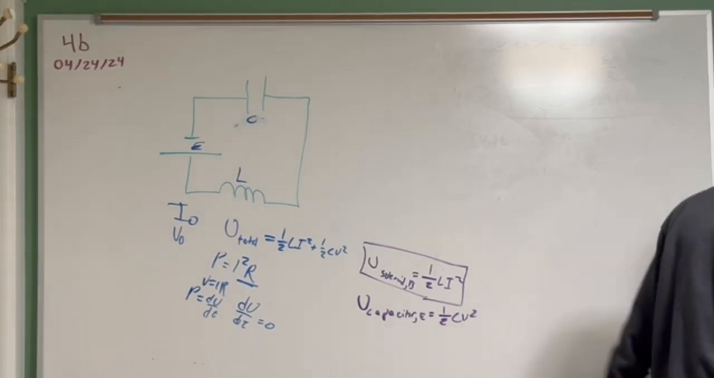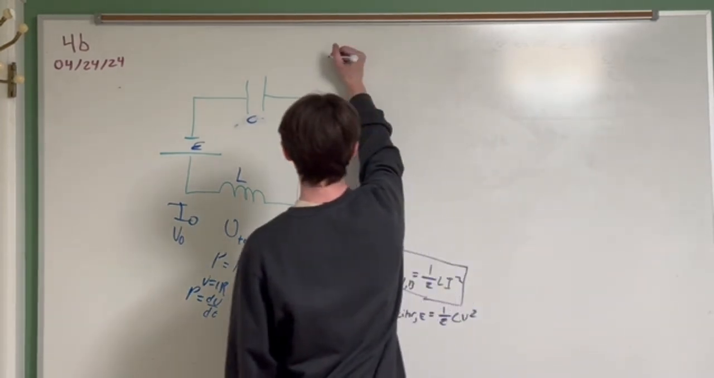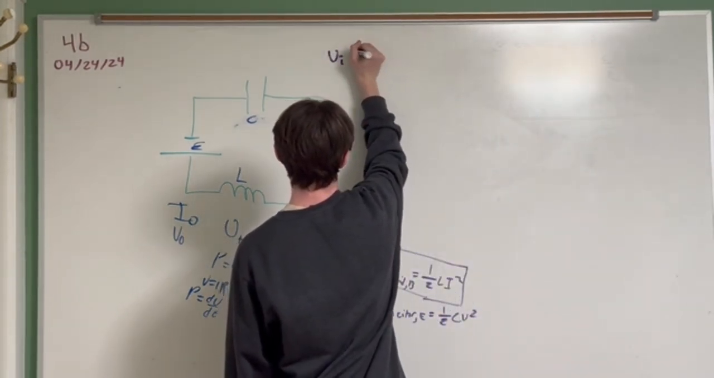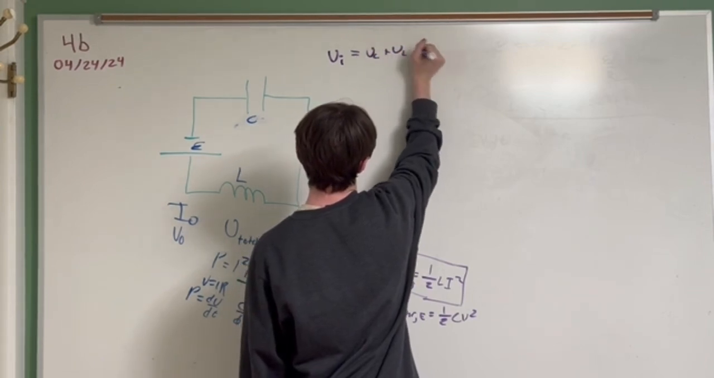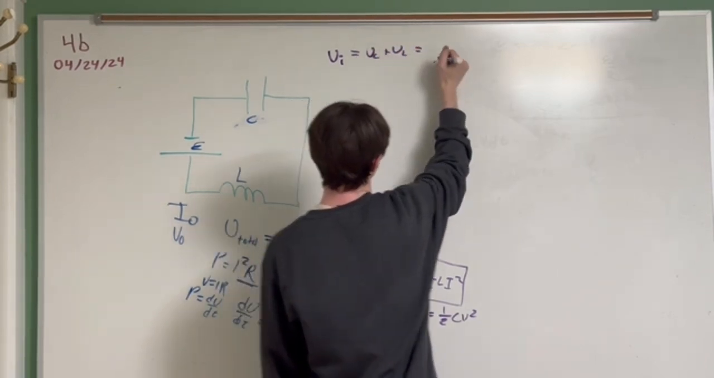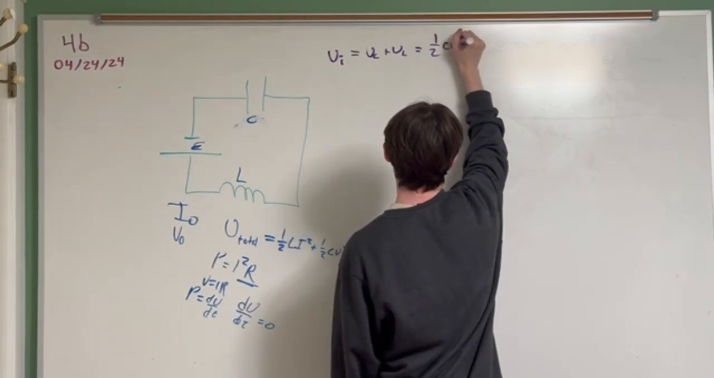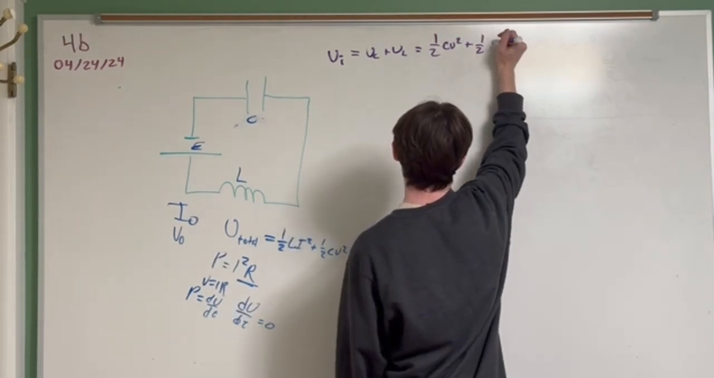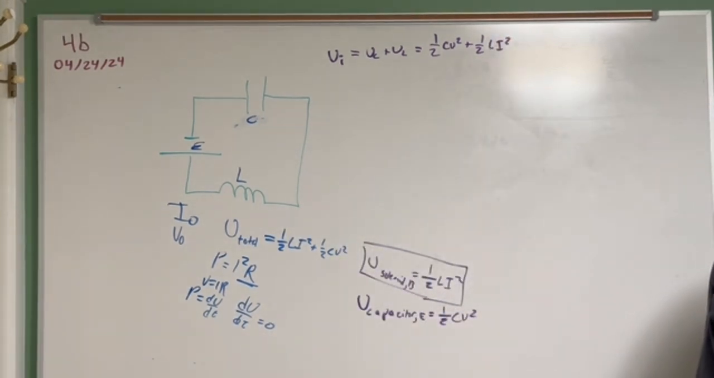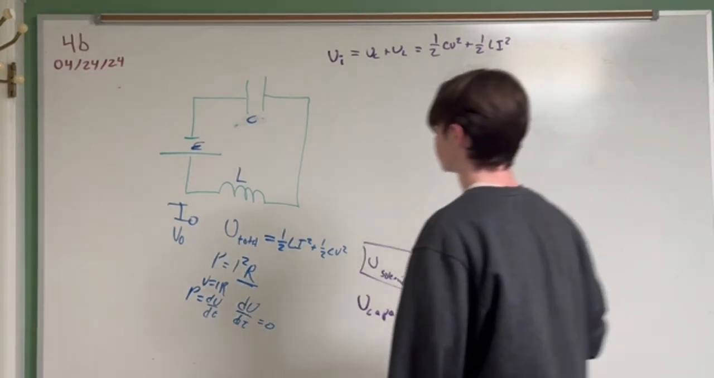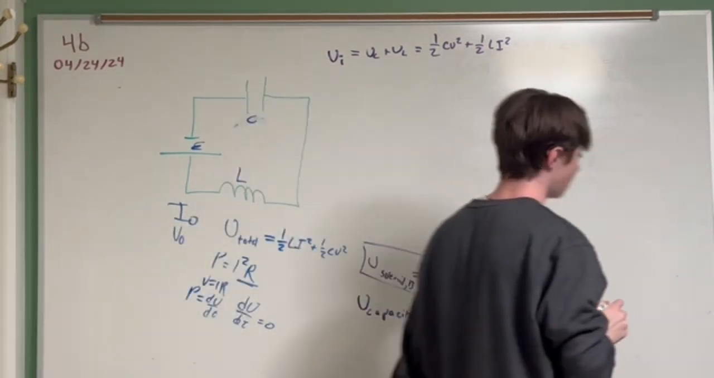We're going to have an initial amount of energy, and that's going to be equal to UC plus UL. L is the inductor, C is the capacitor, which is 1/2 C V squared plus 1/2 L i squared. So let's assume that all the energy first resides in the capacitor.